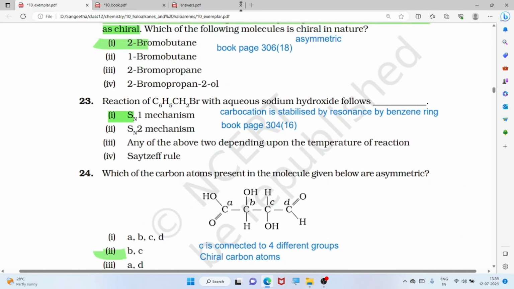The reaction of this bromide with aqueous sodium hydroxide follows the SN1 mechanism. The carbocation is stabilized by resonance of this benzene ring.